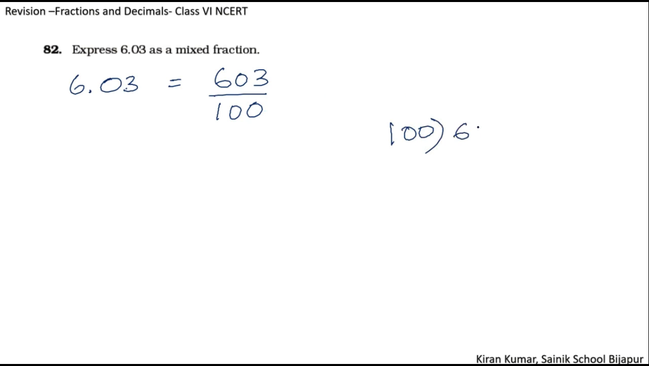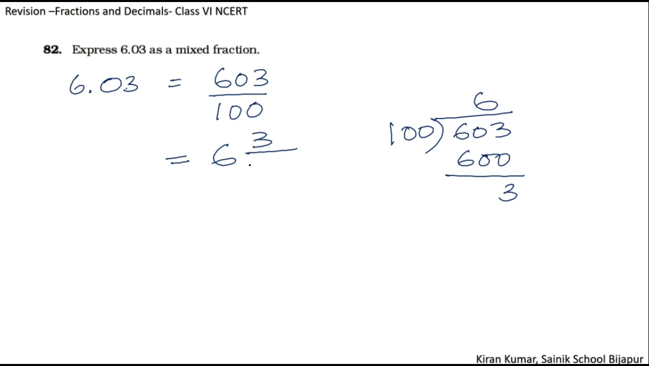Question 82. Express 6.03 as a mixed fraction. This 6.03 is same as 603 upon 100. We need to convert that into a mixed fraction, so better divide this 603 by 100. 6 times is 600. 3 will be the remainder. Therefore, it can be written as 6 integer 3 by 100. This is a mixed fraction.